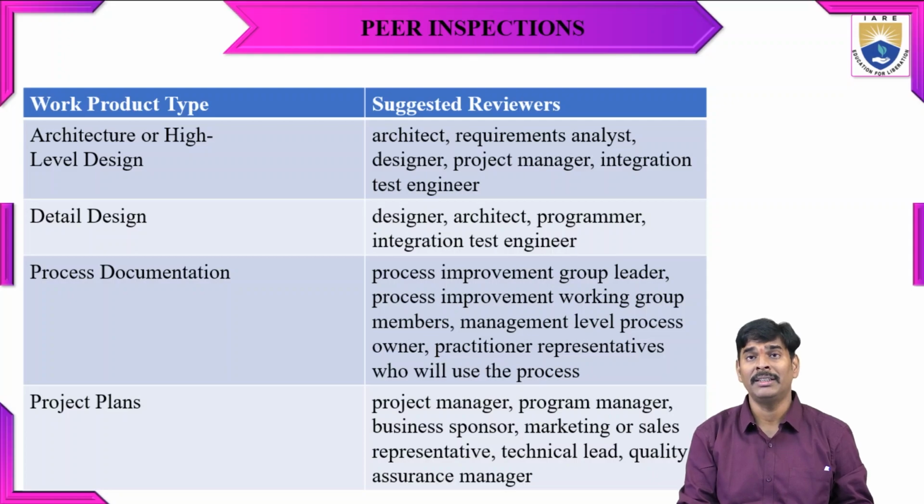The process improvement group leader. So the team leader or the group leader knows what process documentation flaws will be there, and the process improvement working group members will be there, and management level process owners, and practitioner representatives. So these are the main suggested reviewers to identify the different types of flaws in the process documentation. They need to document thoroughly so it is easily understood by the developers as well as the whole project team members.